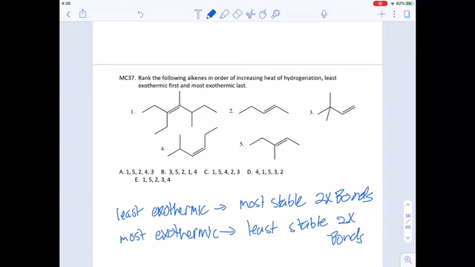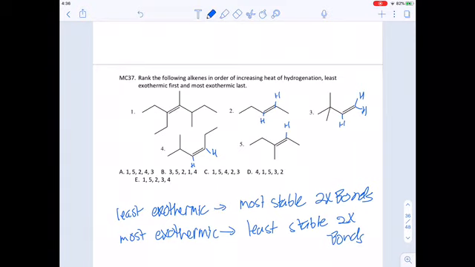With that in mind, let's go ahead and look for our most highly substituted double bond. And starting with number 1, we have carbons coming off on all sides, so that's a good sign. 2 has 2 carbons and 2 hydrogens. 3 has 3 hydrogens coming off. 5 has 1 hydrogen coming off. And 4 has 2 hydrogens coming off.